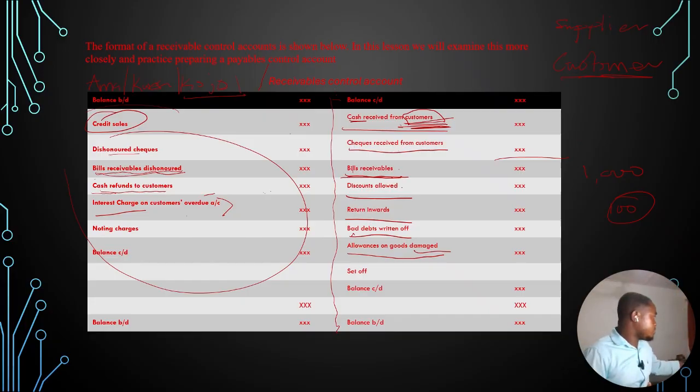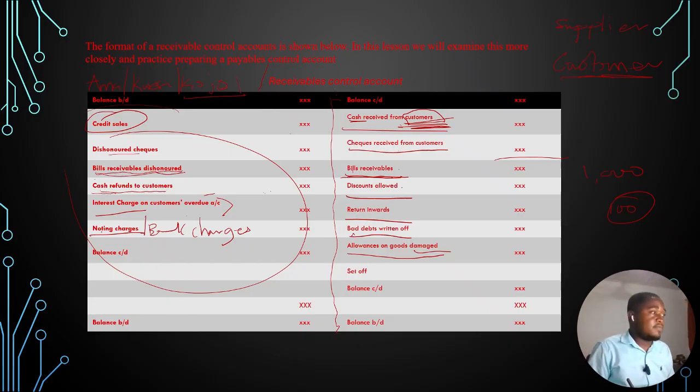And then also we have the noting charges. The noting is the same as the bank charges on customer. So the customer issued a check to you, you sent this check to the bank, and then the bank made charges on those things. It's going to increase how much the person is owing you, right?